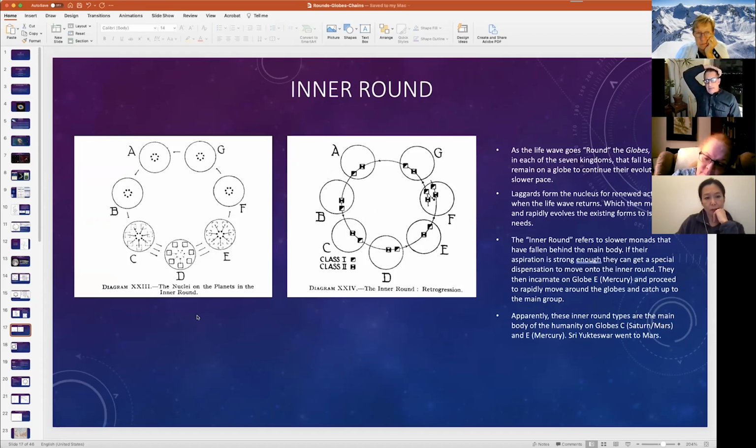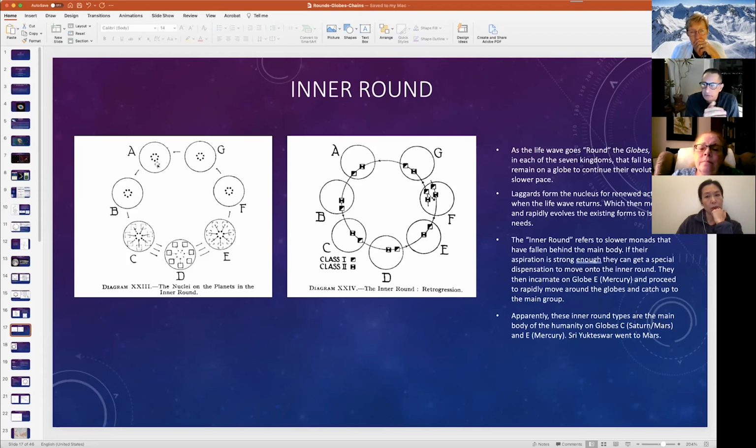There is something referred to as the inner round. The way to understand that is as the life wave moves around the globes in the rounds, this is the Earth chain now, figurative example, it goes seven times around this, right? Seven rounds in the Earth chain. There are always some that are moving slower and can't keep up. So they remain on the globe as sort of a nucleus of lives to form the basis when the round comes back around, so that it can more quickly resume on that globe. The Manu and the lives move in and use the existing ones there as a basis for rapid evolution. They just rapidly evolve the units that are there.